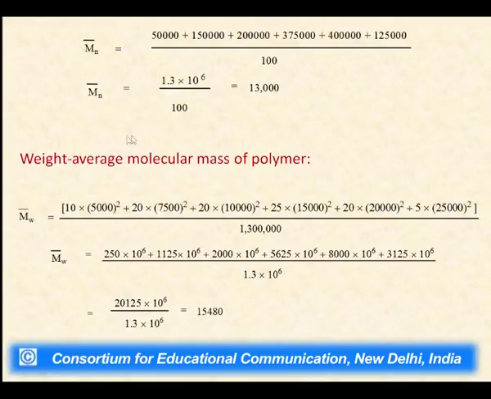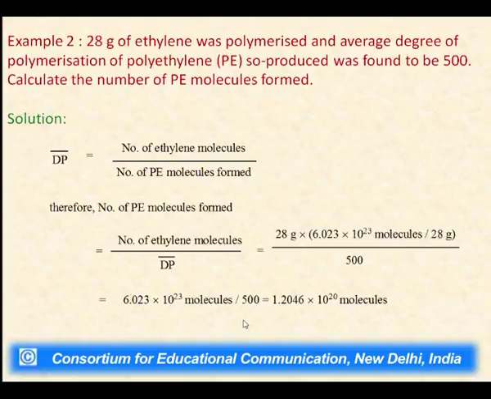Then in the second step, we take the weight average molecular mass of the polymer. For this, we multiply the number of molecules with the square of the molecular mass of a particular monomer present, divided by the total molecular weight of that polymer, and we get the answer 15480. This is the weight average molecular mass of the polymer.